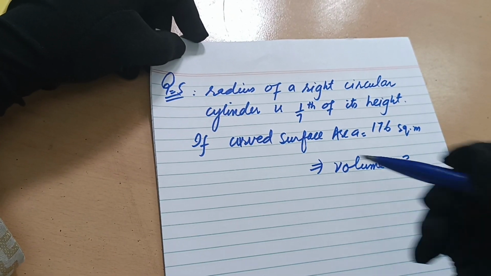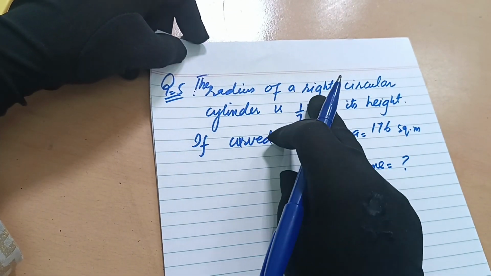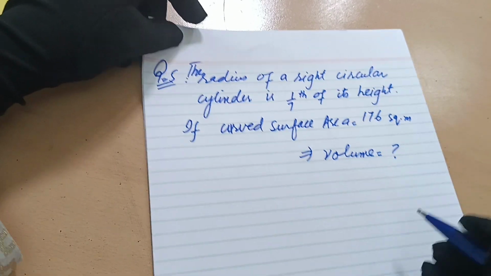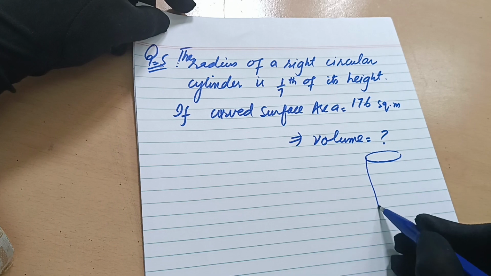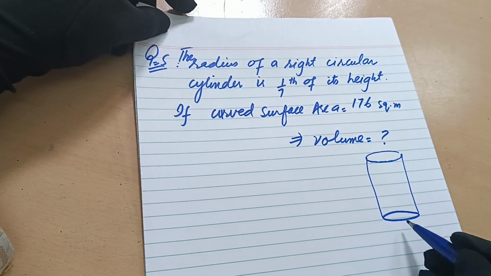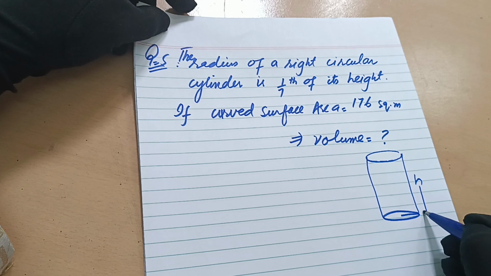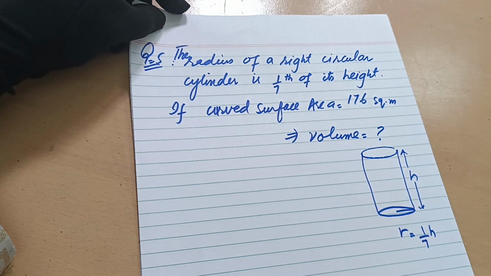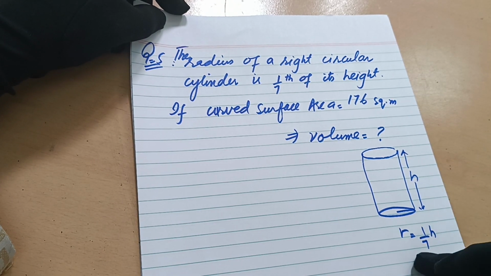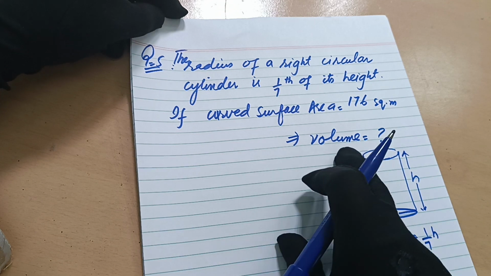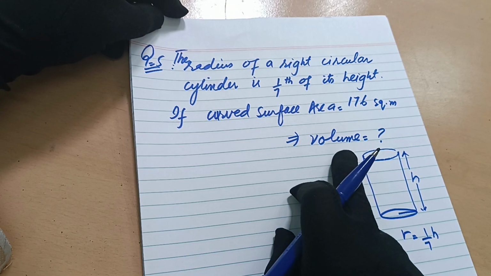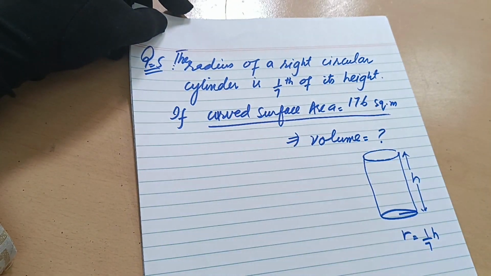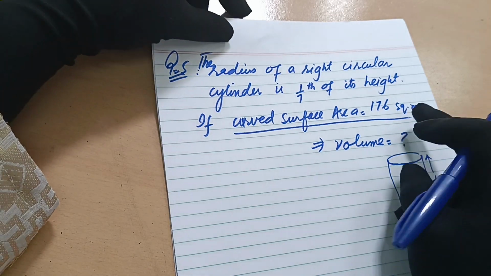Now in the next question, they are saying the radius of a right circular cylinder is 1 by 7th of its height. Means this is the cylinder, okay? If this is the height, radius is equal to 1 by 7th of the height. Using these two relations we have to go to the volume, but before finding out the volume they have given one more data, that curved surface area also they have given as 176 square meter. We will use this one relation.